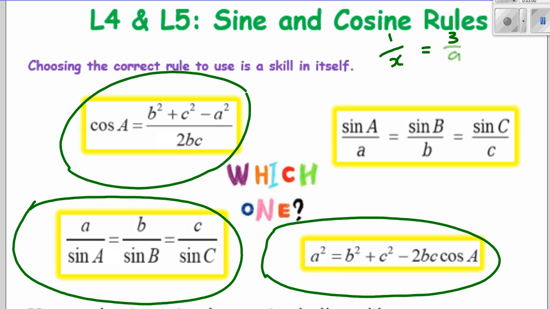So one thing I want you to decide on: these are the three you get in your formula booklet. I just wanted to point out that if you've got that, you can flip it all upside down and you'll have the other version.